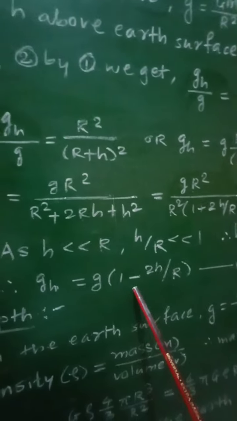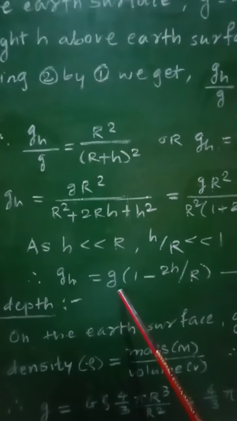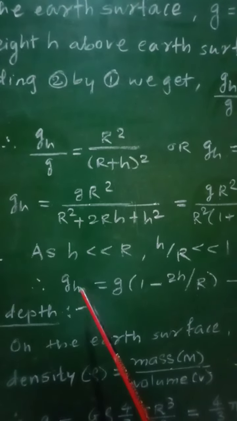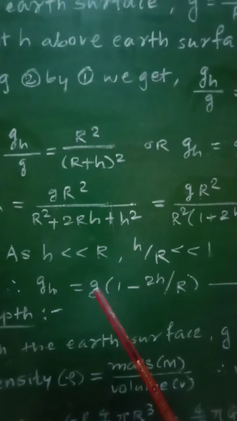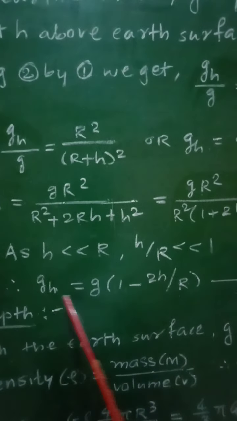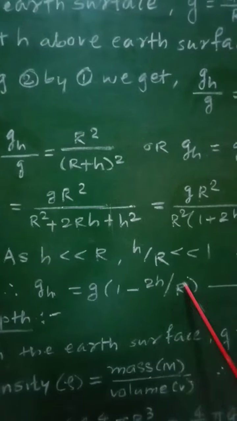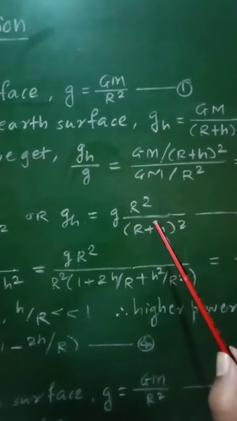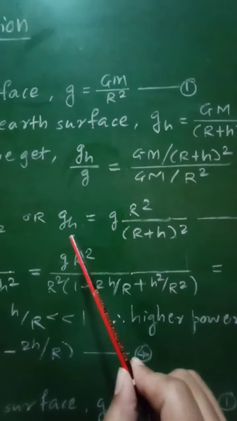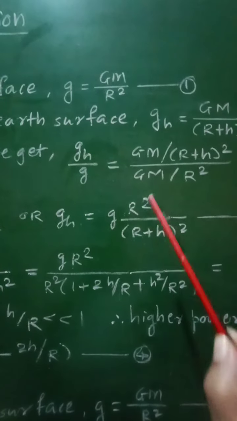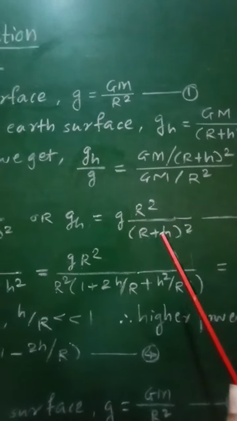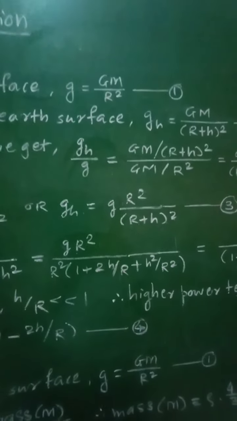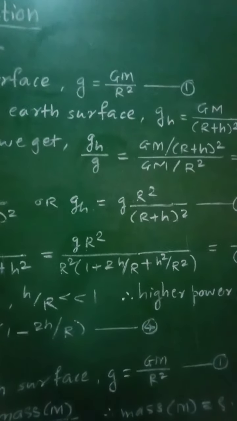So this equation will be used in order to determine the acceleration due to gravity at height h above the Earth's surface. But this is the approximate formula to find out the value of acceleration due to gravity. Generally, to find the acceleration due to gravity, this third equation, that is gh is equal to g into r square upon r plus h whole square, is used to find the value of acceleration due to gravity at height h above the Earth's surface.